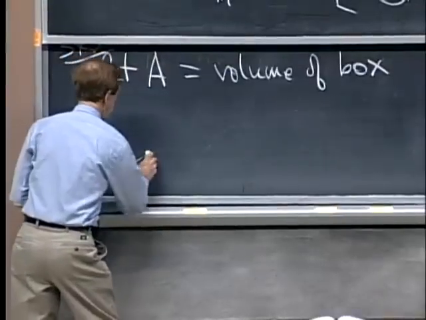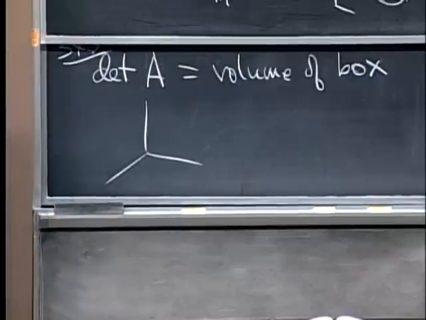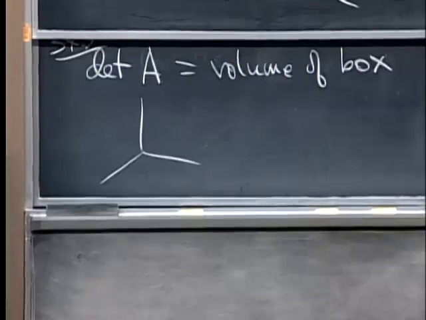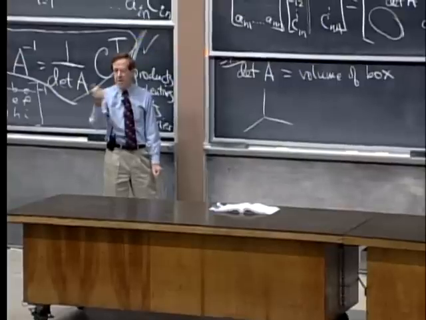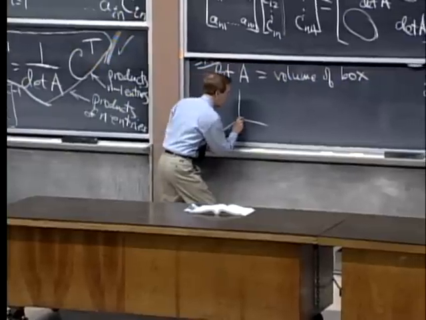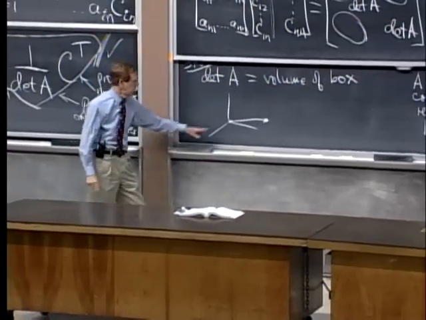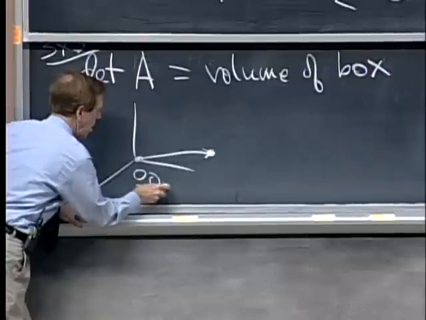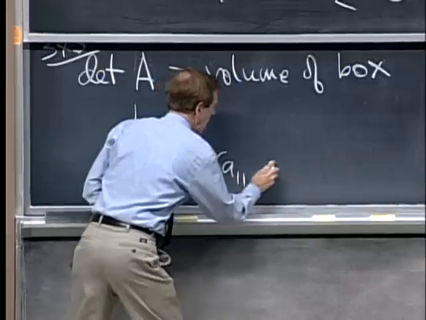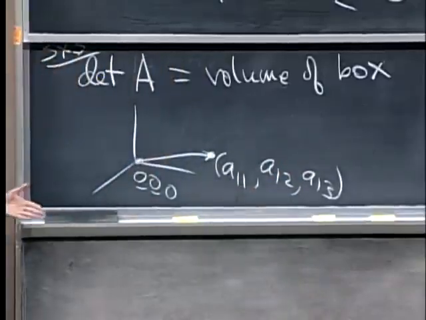Here's 3 dimensions, okay? Now I take the first row of the matrix, A11, A12, A13. That row is a vector. It goes to some point. That point will be a corner of the box, and that edge going to it will be an edge of the box. So here's 0, 0, 0, of course. And here's the first row of the matrix, A11, A12, A13. So that's one edge of the box.